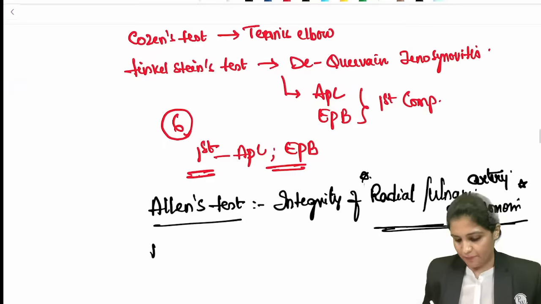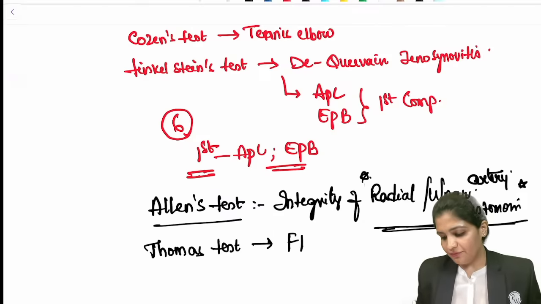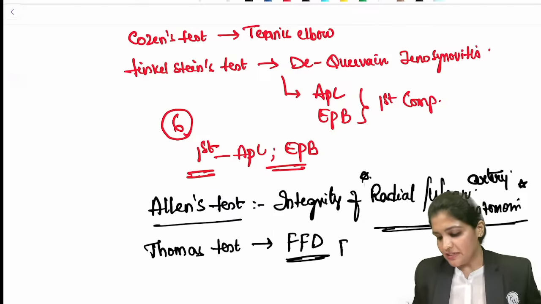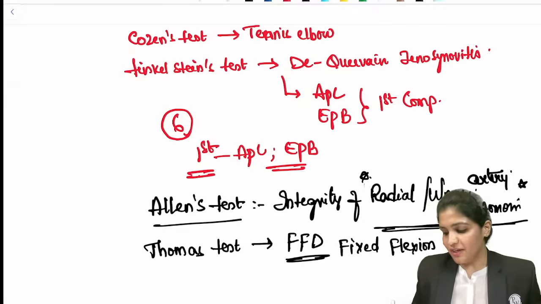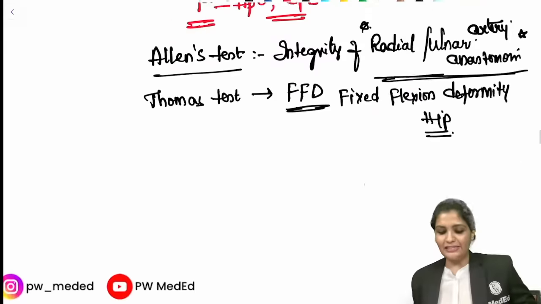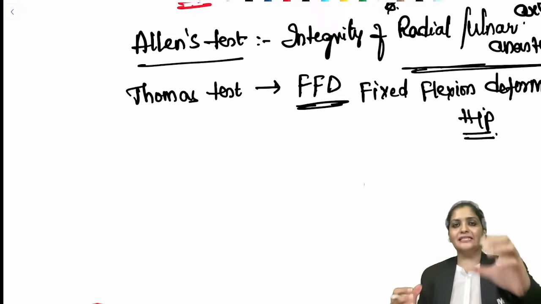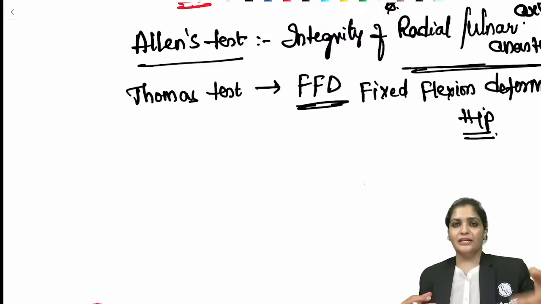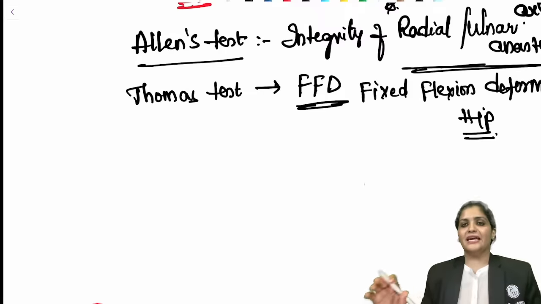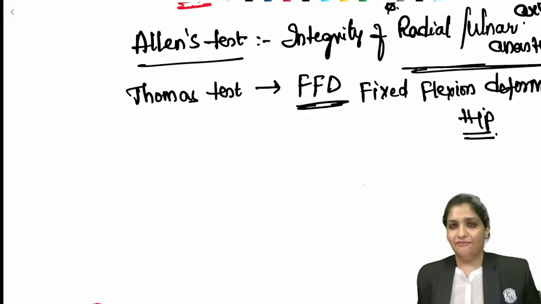And then Thomas test. What is Thomas test? Thomas test is used for FFD. What is FFD? Fixed flexion deformity of the hip, right? So in this test, you ask the patient to be in supine position, then you flex the unaffected hip joint over the abdomen, and then you can elicit the fixed flexion deformity in your affected limb. So that is the Thomas test used for FFD, that is fixed flexion deformity of the hip. So that is the various tests.